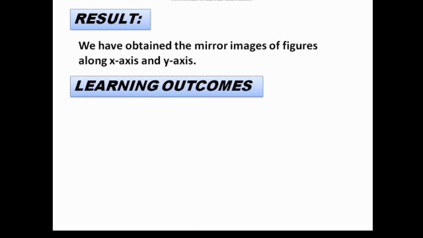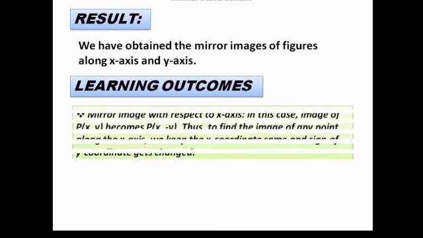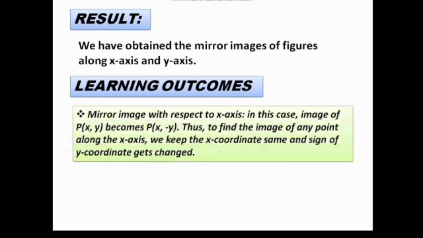This is our observation. So what result do we get? We have obtained the mirror images of figures along the x-axis and y-axis. And what are the learning outcomes? Mirror image with respect to the x-axis: in this case, the image of P(x, y) becomes P(x, -y). It means the y coordinate will change its sign. Thus, to find the image of any point along the x-axis, we keep the x coordinate the same and the sign of the y coordinate gets changed.